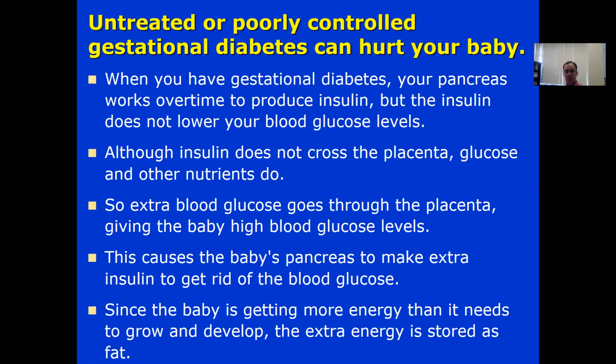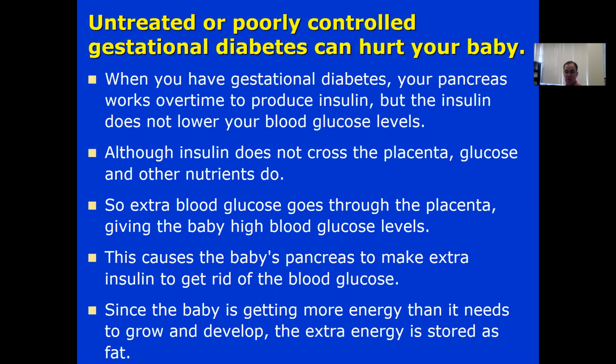Again, in gestational diabetes, your pancreas works overtime to produce insulin, but the insulin does not lower the mother's blood glucose levels. Although insulin does not cross the placenta, glucose and other nutrients do go from the mother to the child. There's extra blood glucose that goes to the placenta, giving the baby high blood glucose levels. Well, that in turn causes the baby's pancreas to release excess insulin to reduce the blood sugar.